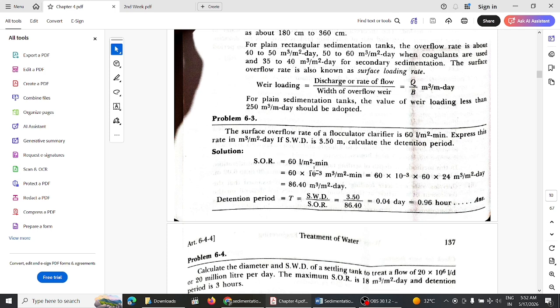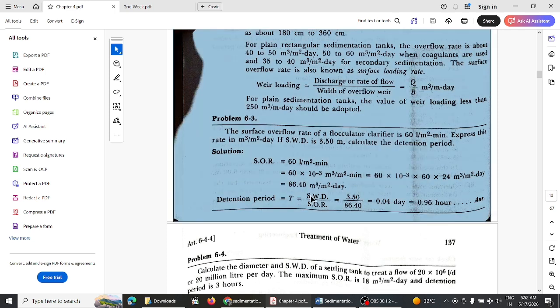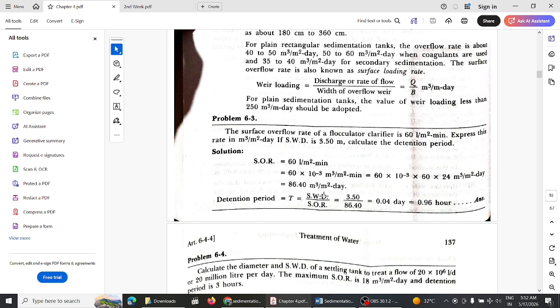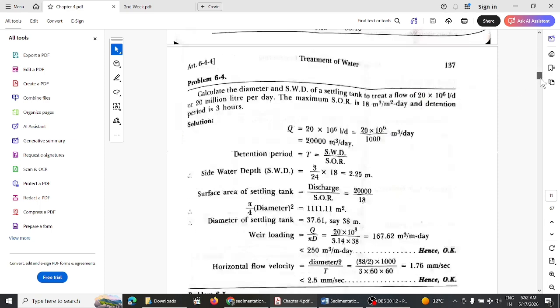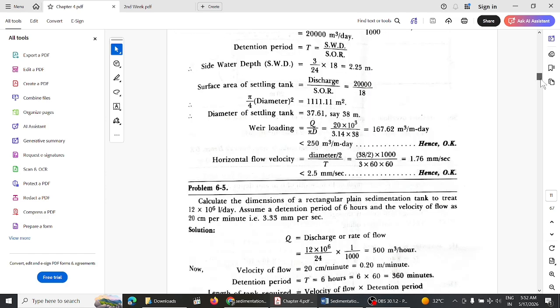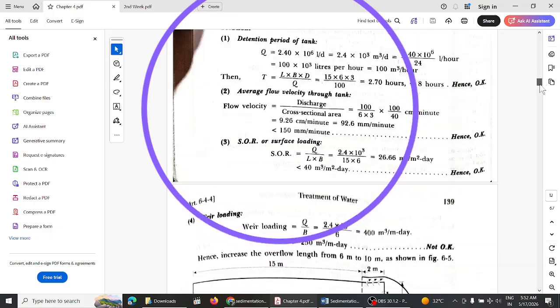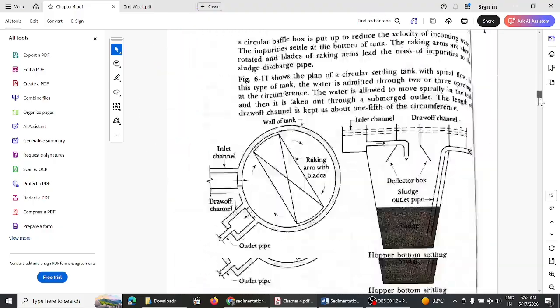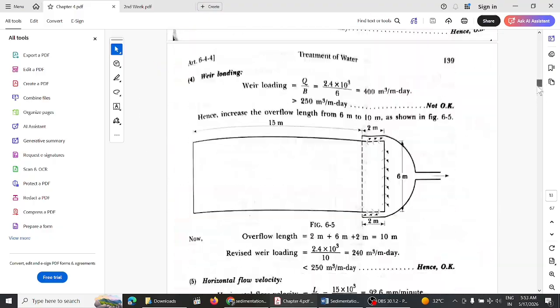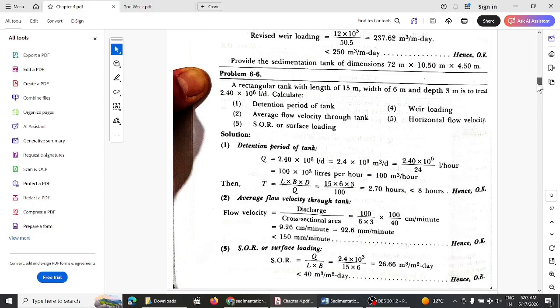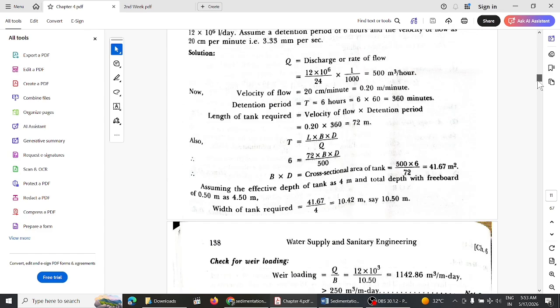Now the surface overflow rate is already given here, so we will convert this into meter cube per meter square day, and this is the surface water depth, or you can call this depth. So depth is already given, 3.5, so we will divide this by the surface overflow rate. This problem we have already solved in the lectures, 6.4, 6.5 is already solved. So this was all about the problems for the sedimentation tank, how to design a sedimentation tank, what should be the parameters, the range of detention time, the range of velocity, and the L to width ratio.